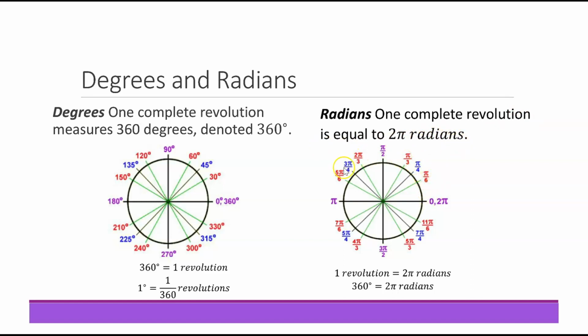So here we have one complete revolution around a circle is 2 pi radians. So one revolution is 2 pi radians, therefore 360 degrees is equal to 2 pi radians. These are alternate ways to measure an angle, and we can convert between the two.